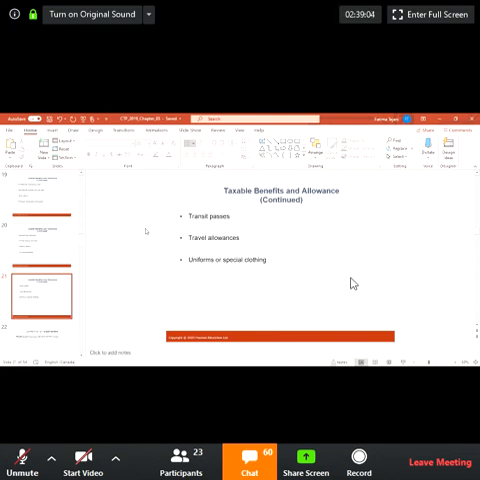So if a city owns a transit company, the fair market value of a pass given to a current employee in the city's accounting department would be a taxable benefit, while a pass given to a current employee in the accounting department of a transit business operation would not be a taxable benefit. So it depends on where exactly you are working, okay? The city's accounting department or the accounting department of the transit business operations. That determines whether it will be taxable or not.